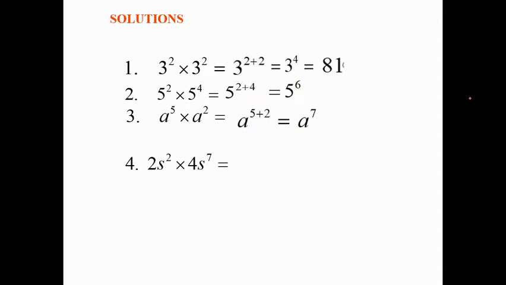All right, now we're going to continue to get more complex. So we have 2s squared times 4s to the 7th. What is going to happen here?